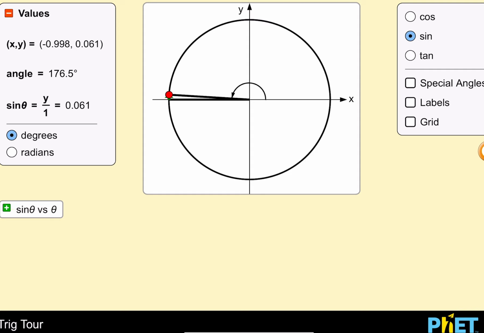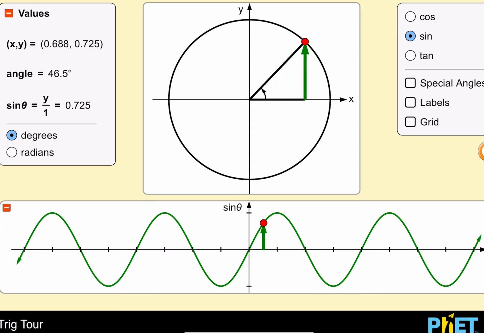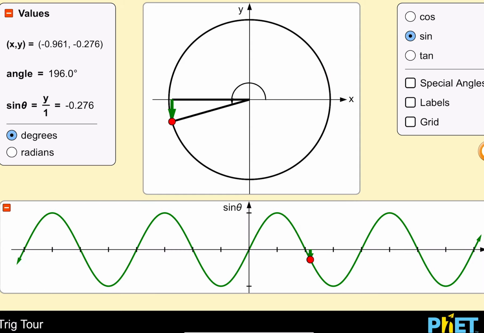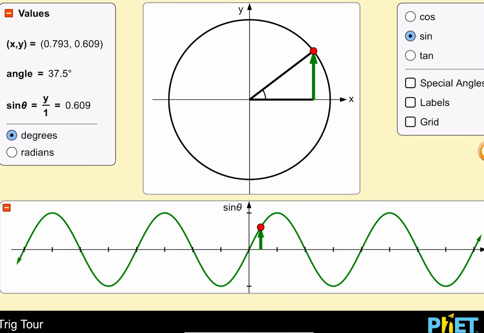And then when you go from pi to 3 pi over 2, it's negative. So it goes down to -1 and then back to 0 again. And you can see that here on a graph at the bottom. As you move around, you can see the value of it changing, and that's why the graph looks that way.